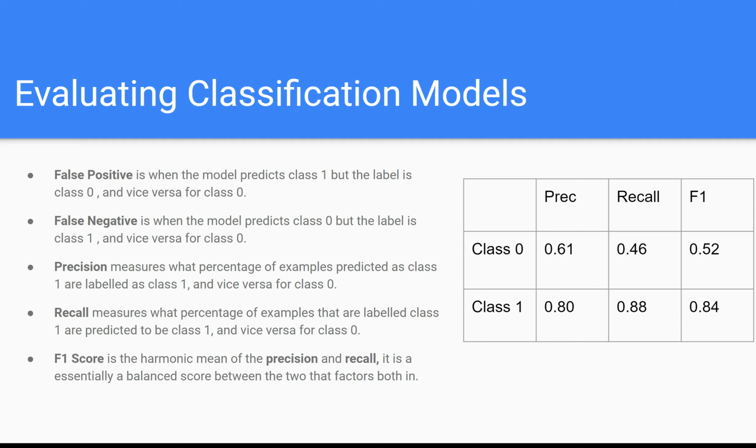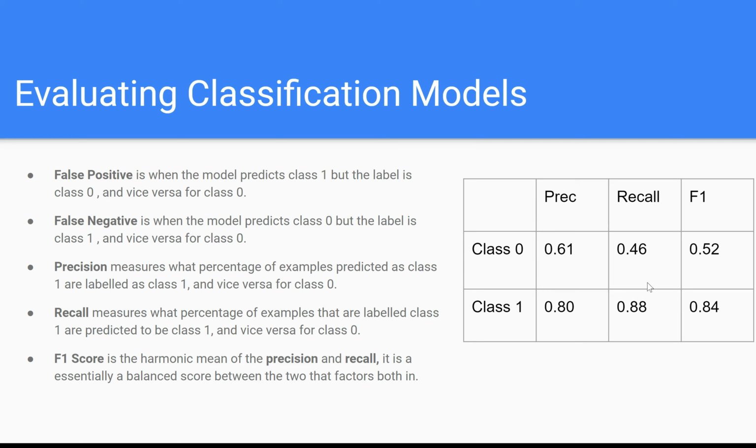And from these two metrics, precision and recall, we can construct an F1 score. There's a formula for precision, a formula for recall, and a formula for F1 score. You can go look it up online, but this is the intuition behind it. F1 score is the harmonic mean of the precision and recall, and you can essentially think of that as a balanced score between the two that factors both of them in.